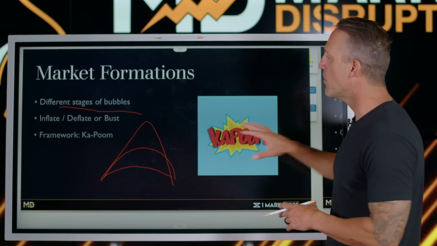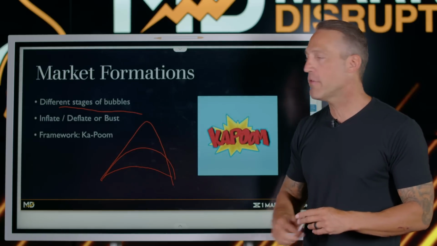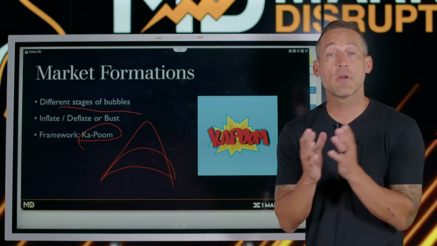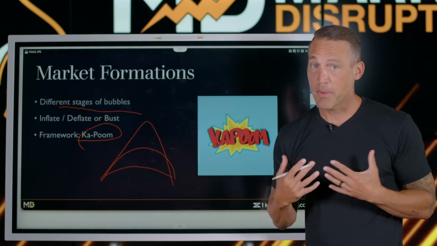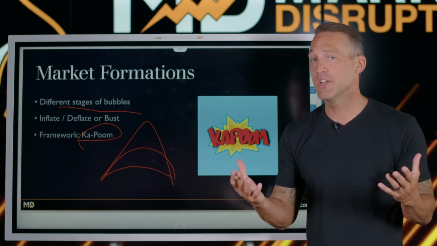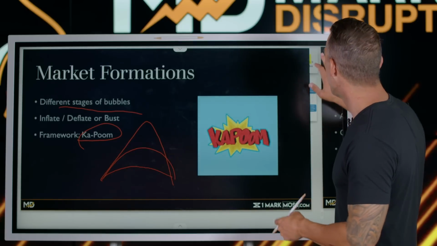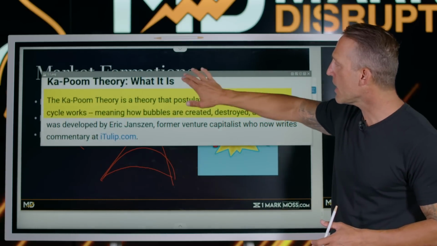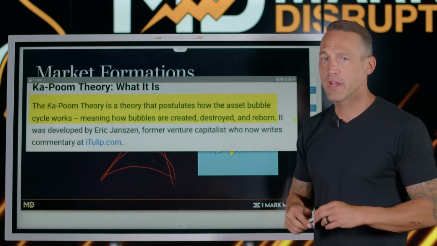And then, like I said, I want to give you a framework, and we're going to go over a framework called Ka-Poom. Now, this framework is from a venture capitalist. It's not my framework, but I think it's good for a teaching lesson. We're going to break it down. I'm going to show you how to follow this framework if you want to be successful like a venture capitalist. Now, it's called the Kapoom Theory, and I'm going to break it all down for you.